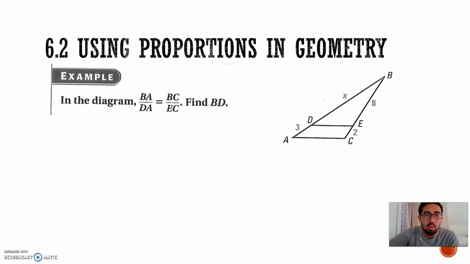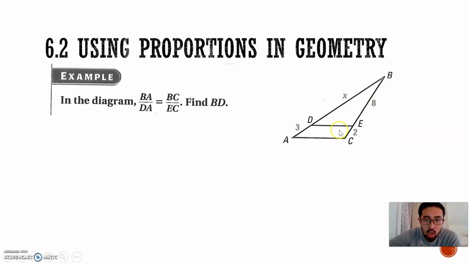Okay, 6.2, using proportions in geometry. So in this section, we dealt with a parallel line within a triangle. And when you have a parallel line within a triangle, then the divided parts form an equal proportion. So here, they're telling us that BA to DA is equal to BC to EC.